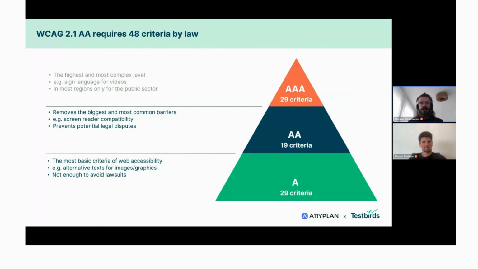And the WCAG is divided into 3 layers. You have the basis, which is the A layer, and there you have the 29 criteria that cover, let's say, the basics. And then you have the double A standard, which adds another 19 criteria. And that's also the standard that's required by law now, or end of June. So you need to comply with the 29 from level A, and the additional 19 from the double A, to comply with the European Accessibility Act.